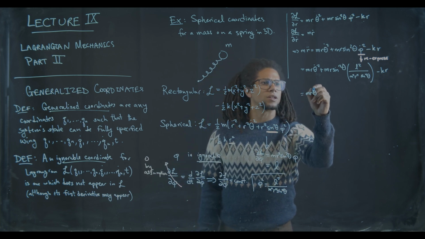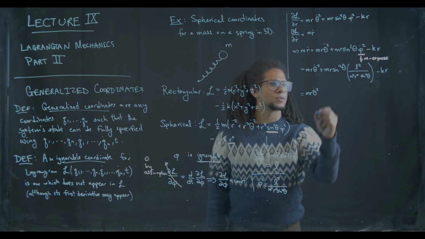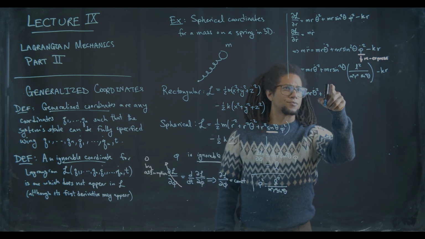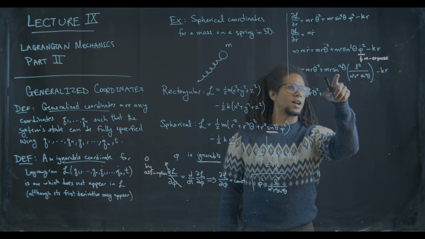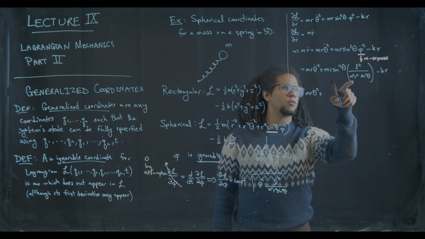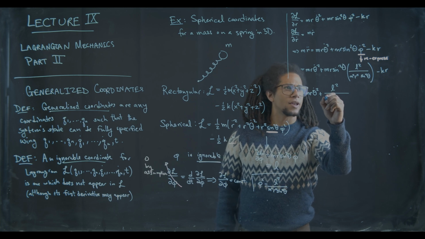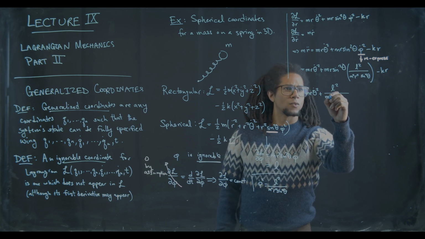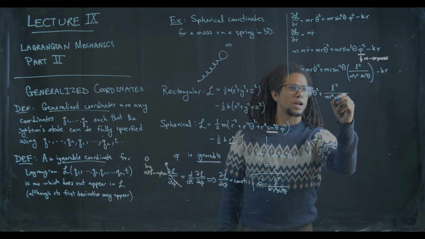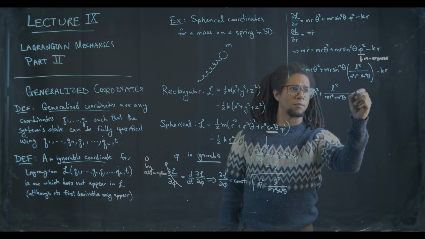Mr theta dot squared plus, we'll notice that the sine squared will cancel with some of those. The m will cancel with some of those. I'll get L squared in the numerator, and then m r cubed sine squared theta, minus kr.